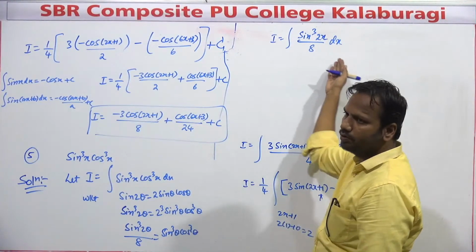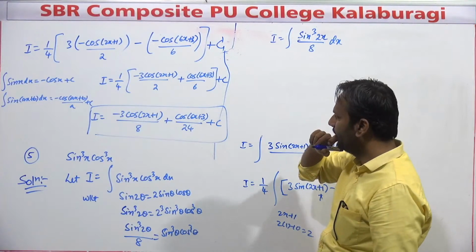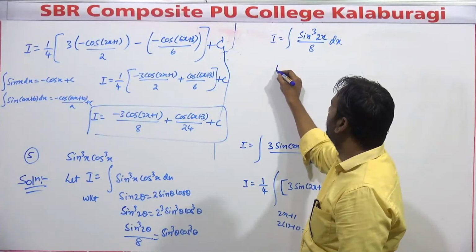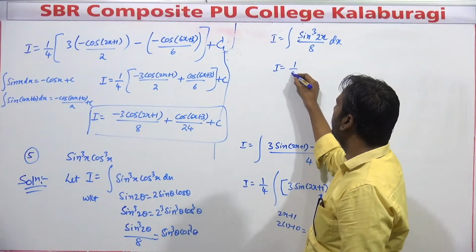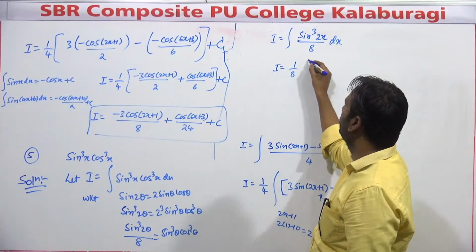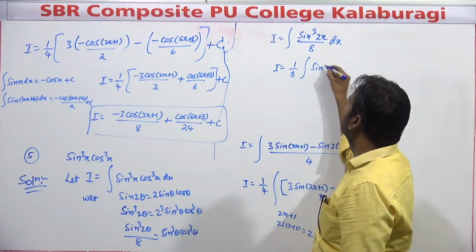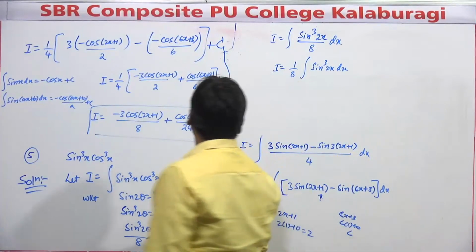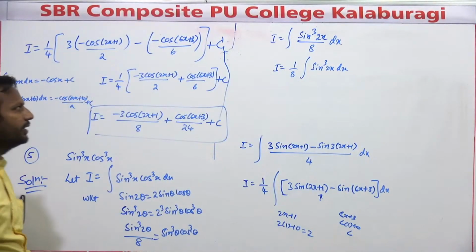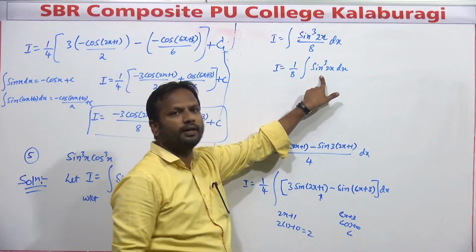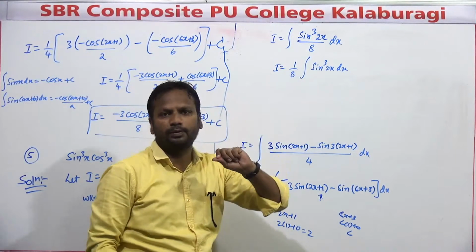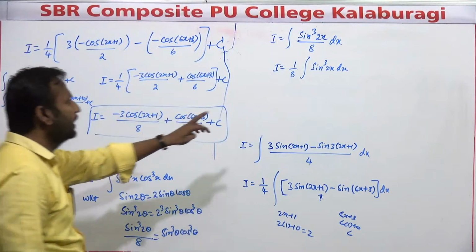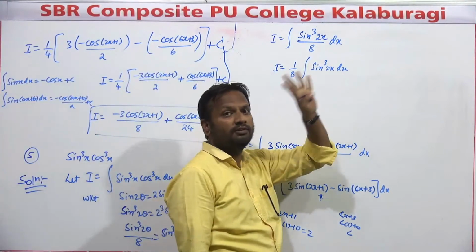So 1 by 8 is a constant. You take it outside the integral sign, 1 by 8. Right? What happens? Integral of sine cube 2x dx. Again, it is reduced to the form of the fourth problem.